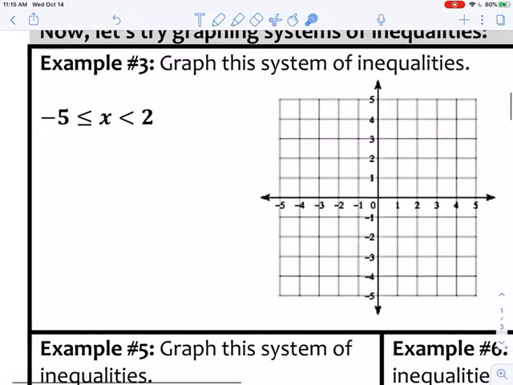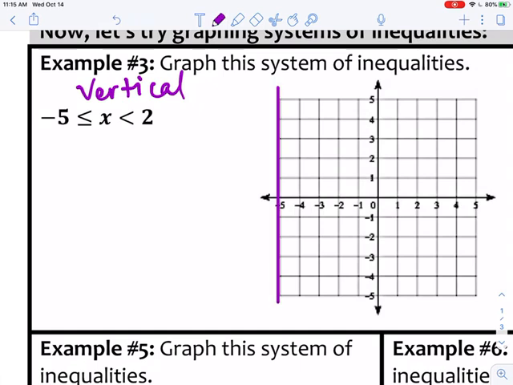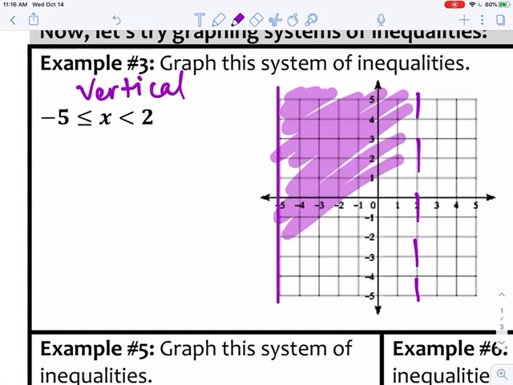All right, so let's look at some of these and let's practice. So looking at this first one, this gives me my boundaries, that my left-hand boundary is at -5, my right-hand boundary is at 2. This is x, so we're talking vertical here. So I'm going to make a solid vertical line at -5. All right, and I'm going to make a dotted or dashed vertical line at 2. And we will shade between them. And so that is saying that anything between those two lines is our solution.